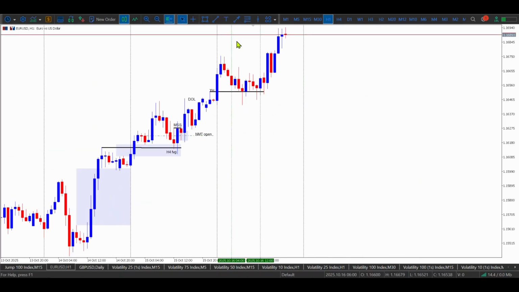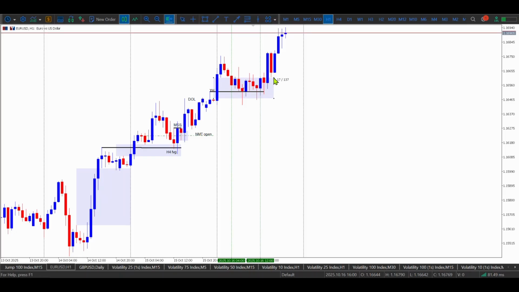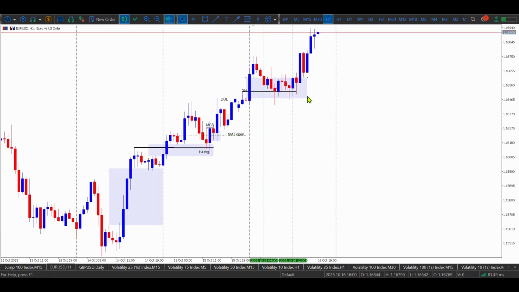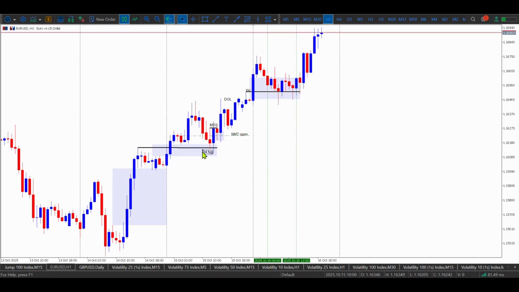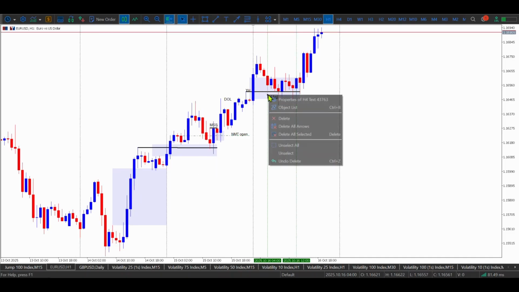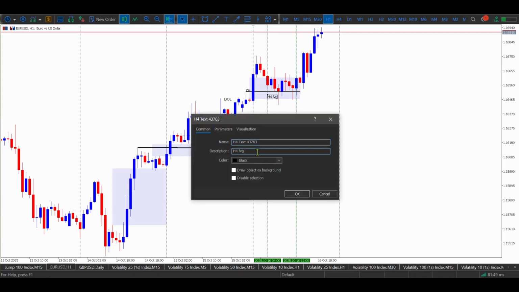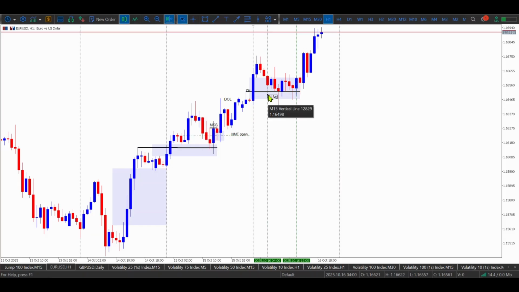time frame. Yes, we did have fair value gap, which is this one. So we do have our intraday higher time frame order flow confirming our bullishness. Okay, our daily bullishness. Okay, right here. So today we have H1 fair value gap. Let's change this to H1 fair value gap right there. Let's annotate it.